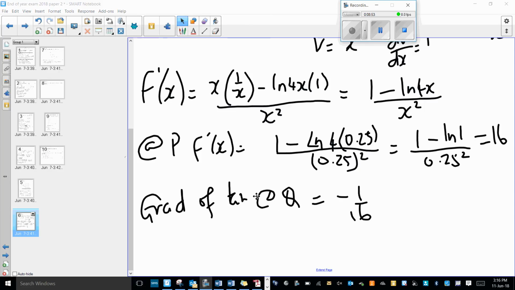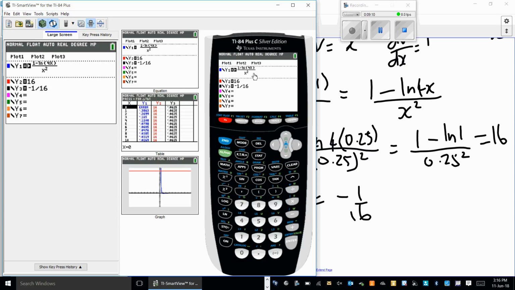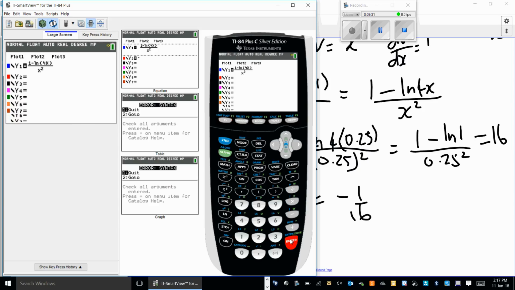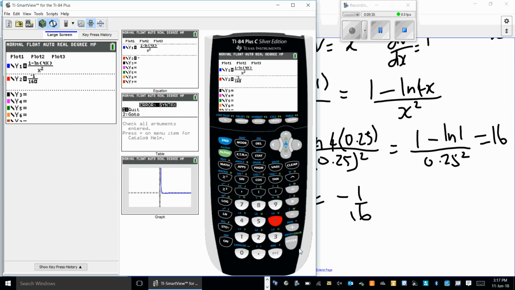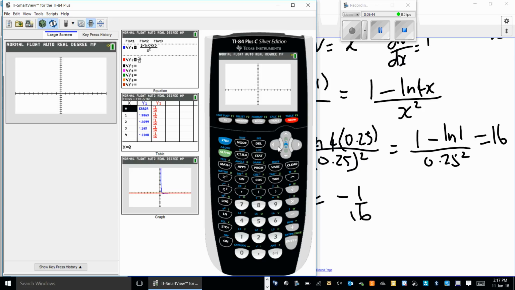Okay, so we know that the gradient of the tangent at Q is negative 1 over 16. So what we need to do is find where this gradient function is equal to negative 1 over 16. The easiest thing to do is to put in your function here. So we've got 1 minus ln 4x over x squared. Where is that equal to negative 1 over 16? Graph it. Make sure your view window is suitable. As long as you can see where the lines cross, you can just leave it like that.